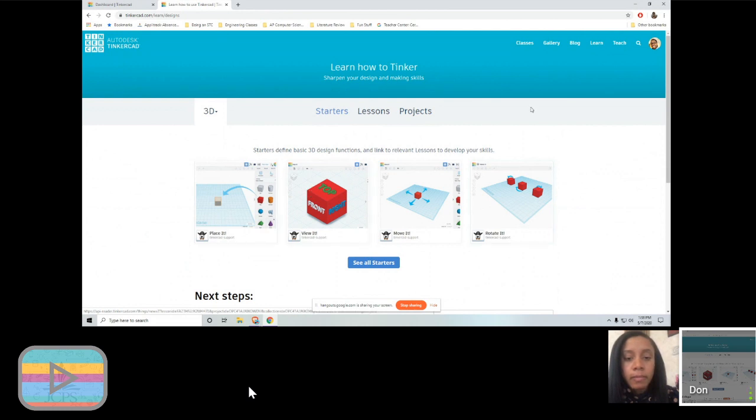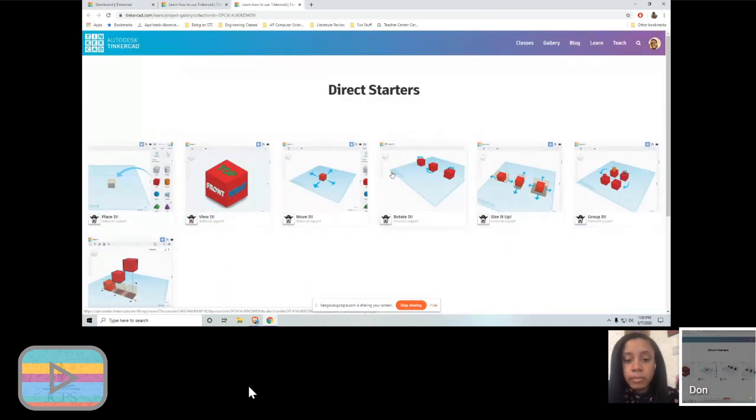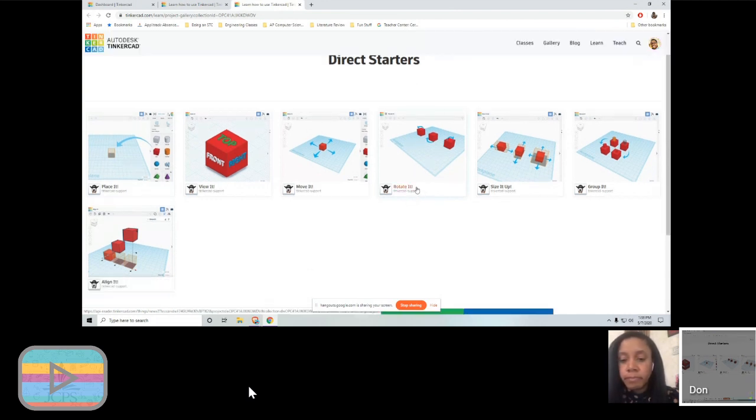So on that Learn tab, once you've signed in, if you go to Learn, the first thing it has is starters. If you've never used any kind of 3D design program before, I highly suggest that you start here. It does work a little bit easier with a mouse, in my opinion, but that will not stop you at all from getting into it if you've just got another kind of device at home.